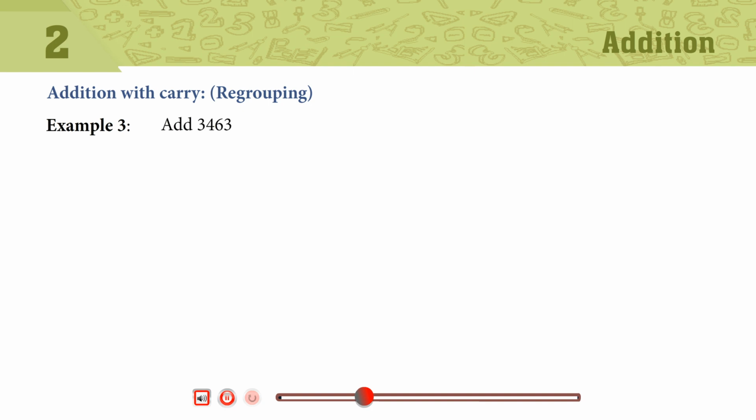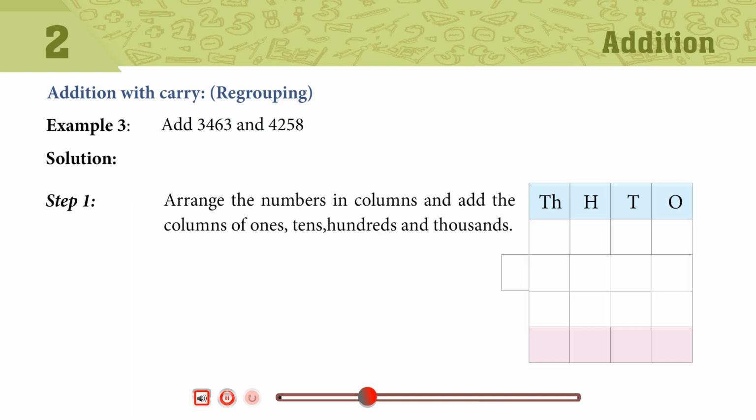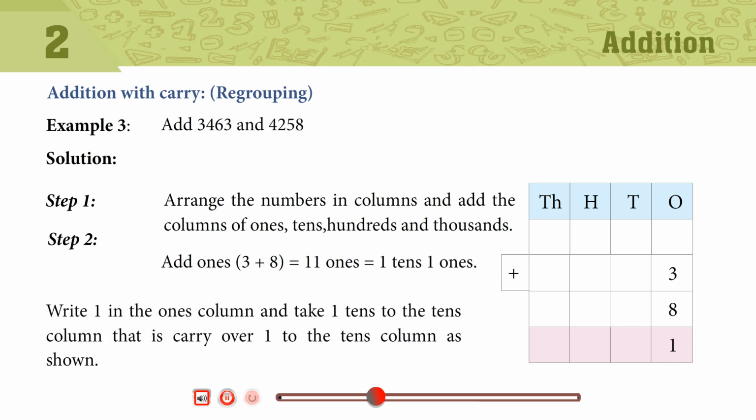Example 3. Add 3,463 and 4,258. Solution. Step 1. Arrange the numbers in columns and add the columns of ones, tens, hundreds and thousands. Step 2. Add ones. 3 plus 8 is equal to 11 ones, which is 1 ten and 1 one. Write 1 in the ones column and take 1 ten to the tens column, that is, carry over 1 to the tens column as shown.